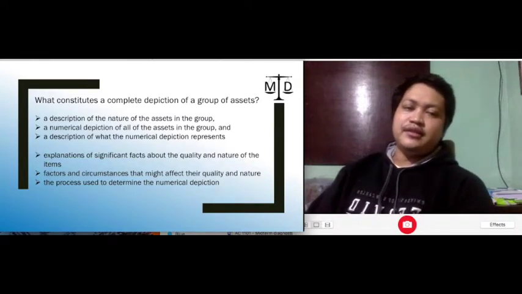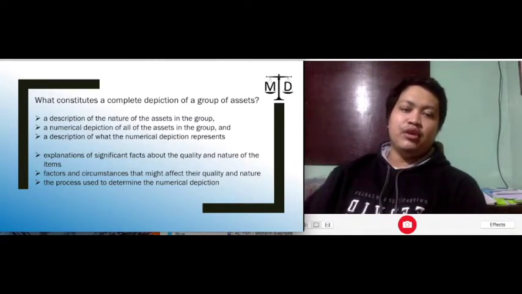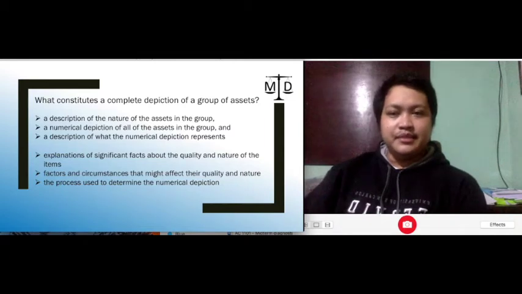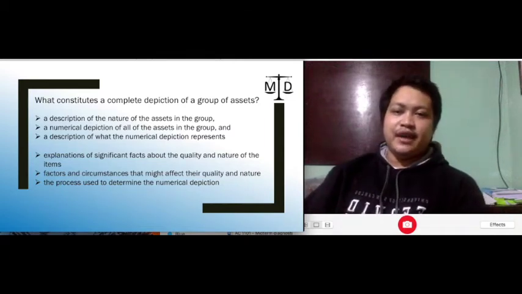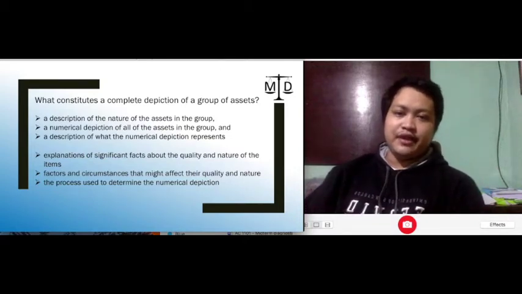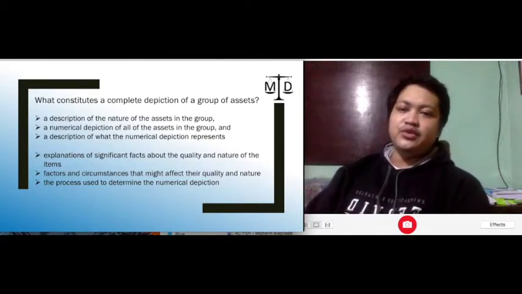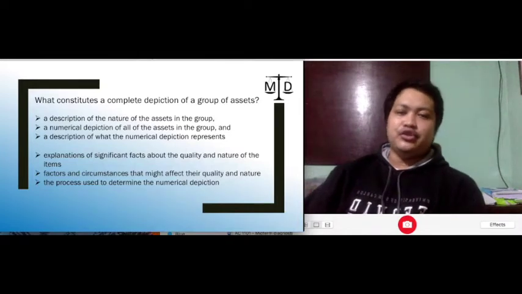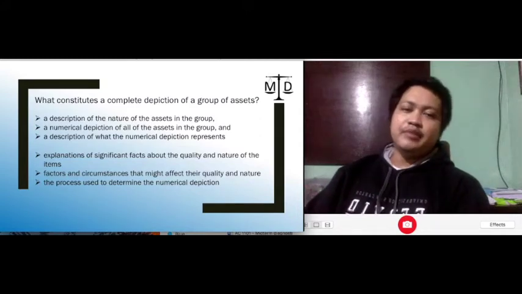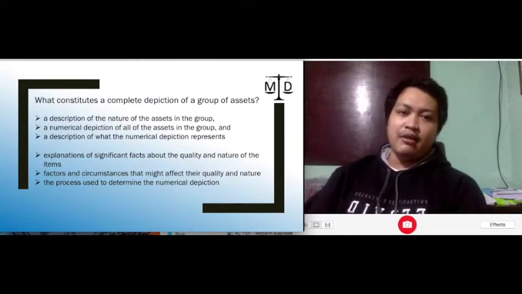However, there are some assets and even liabilities that will require more information for the depiction to be considered complete. Aside from the account title, the amount, and the disclosure of the valuation, some assets and liabilities will require the next three items in the slides: explanations of significant facts about the quality and nature of the items, factors and circumstances that might affect their quality and nature, and the process used to determine the numerical depiction. One good example for this one would be your estimated liabilities, especially for your estimated liabilities from pending litigation.